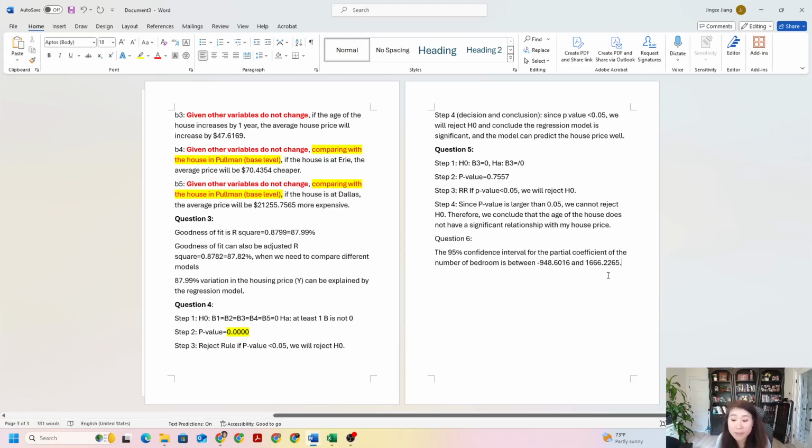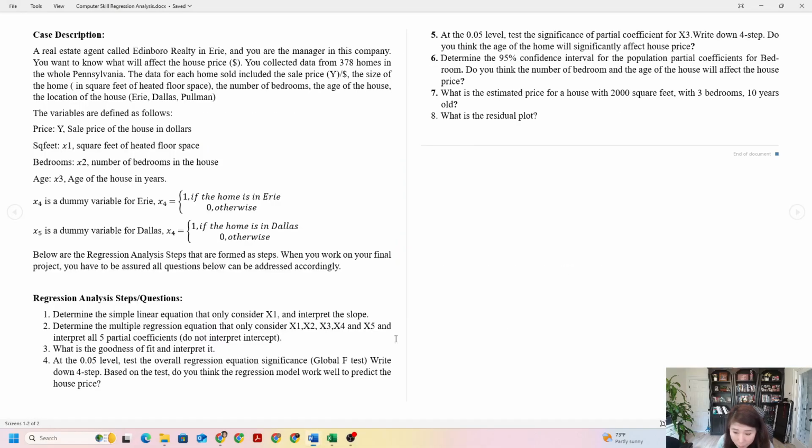So why do we need to find this confidence interval for my partial coefficient? Read the question one more time. The reason we want to find it is to answer the question: do you think the number of bedrooms of the house will affect the house price? We cannot do the age, so I'll delete this, it was a typo.